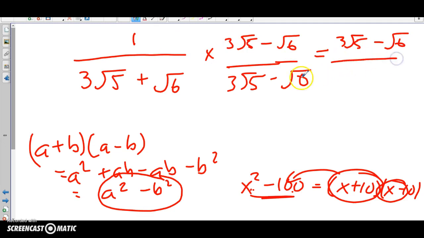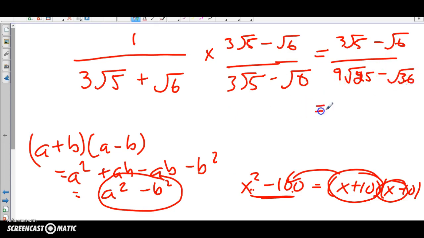And then on the bottom, we're not going to FOIL this out. What you're going to end up having here is just like this. When you have a plus b times a minus b, you end up with a squared minus b squared. So we're going to square the first term and square the second term. The first term squared is 3 root 5 times 3 root 5. That's going to give me 9 root 45, and that's not right, right? 9 root 25, okay? We're just going to do it the long way first, and then we'll shorten it up. And then here we're going to subtract root 36.